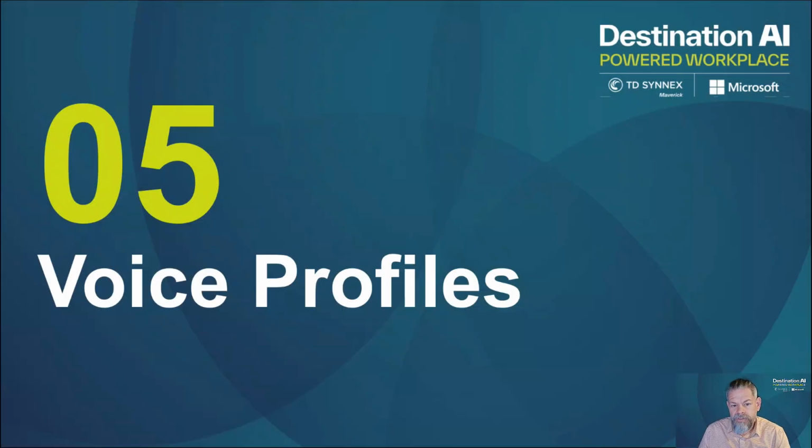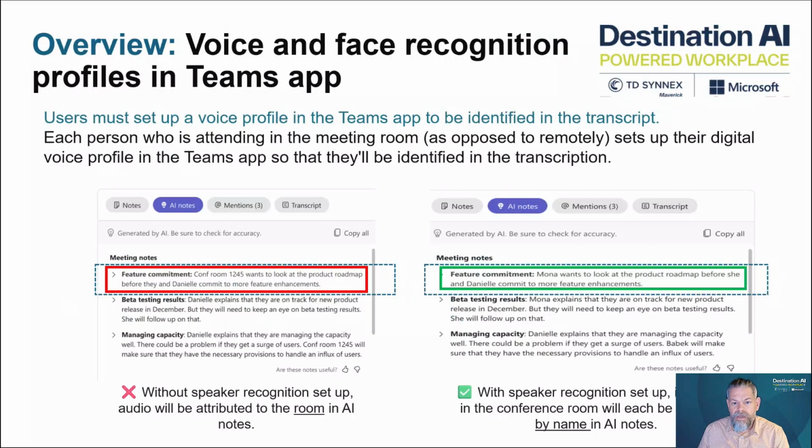So we look at voice profiles, and this is something that we have to configure as an end user. When users set this up, we go through the Teams app to be identified in the transcript for each person that's attending the meeting, whether in person or remote. We set up our digital voice profile in the Teams app so they can be identified.